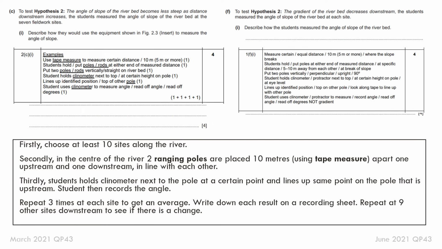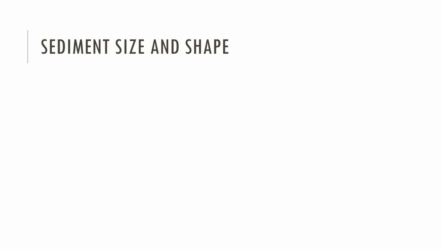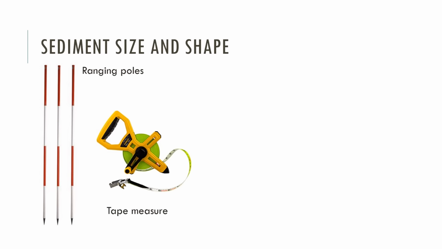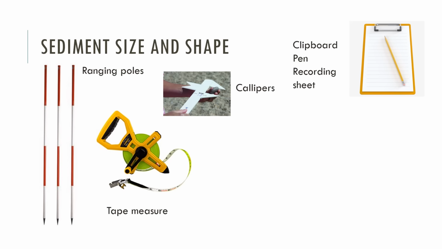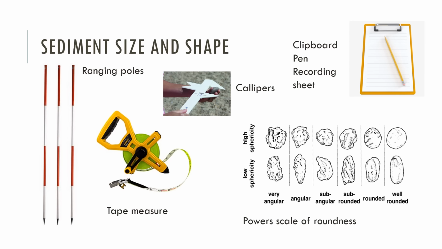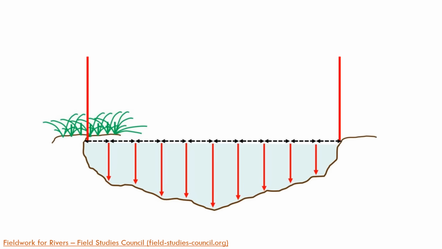So let's move on to the next one. Sediment size and shape. For this, ranging poles, tape measure, clipboard, pen and recording sheet, calipers, and a scale of roundness. So how will I collect this data? Well, here's my diagram to show you. Again, very similar to average depth.